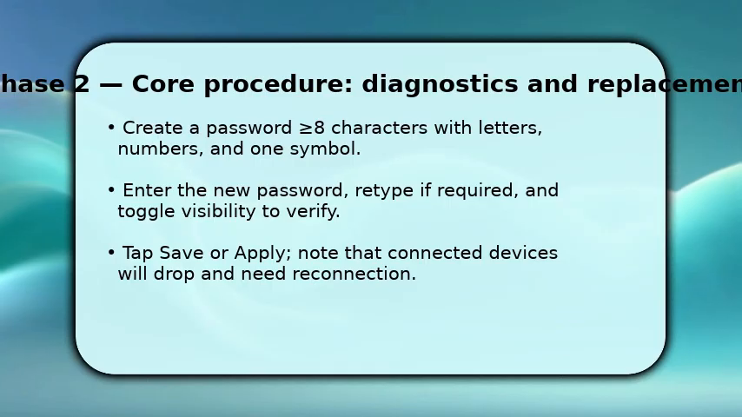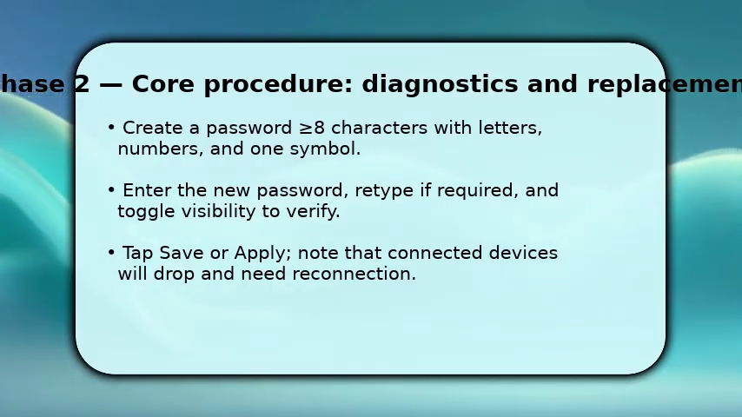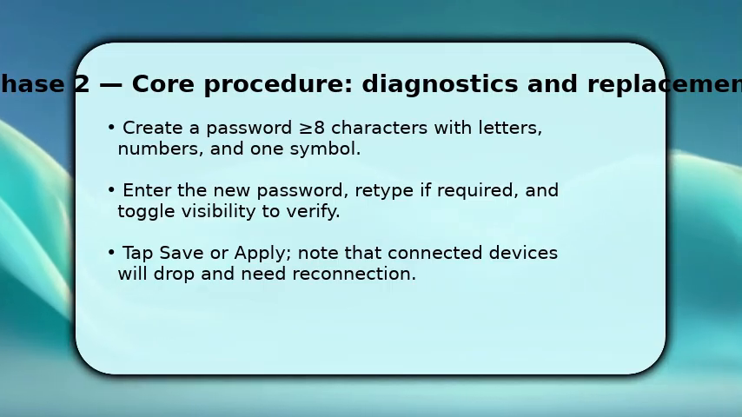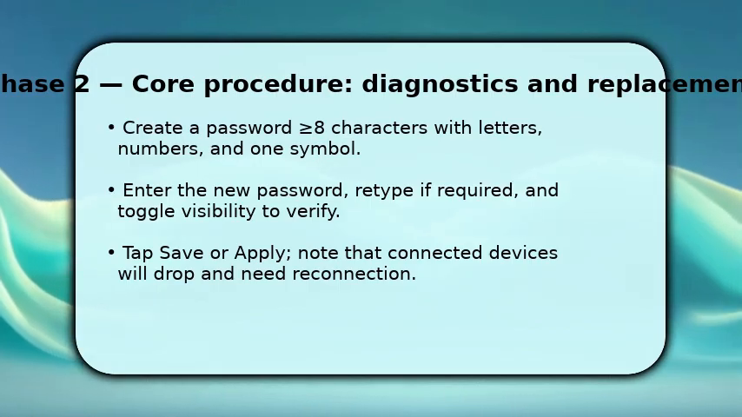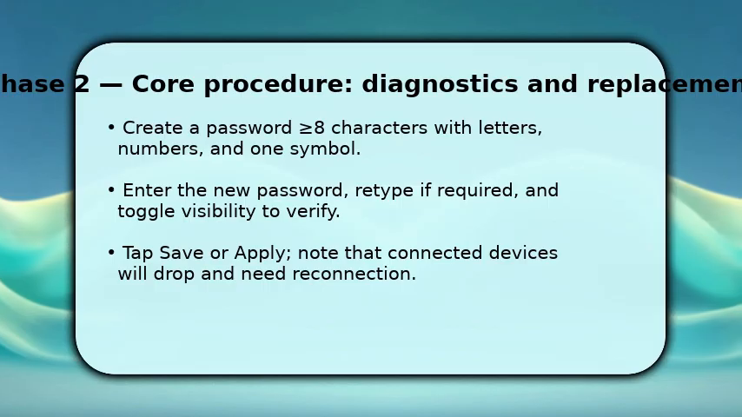Use the visibility toggle to check accuracy before saving. Once you tap Save or Apply, the change takes effect immediately, and connected devices will be disconnected. That's intentional. Make sure you know the new passphrase before reconnecting devices so you can restore access quickly.